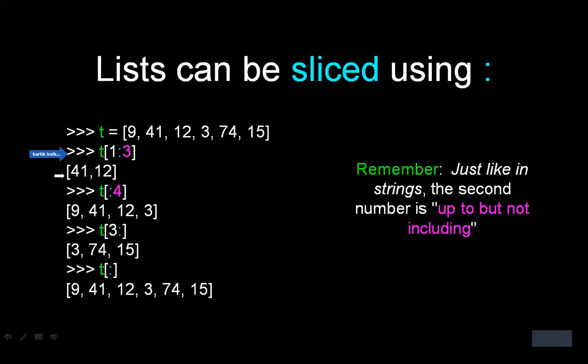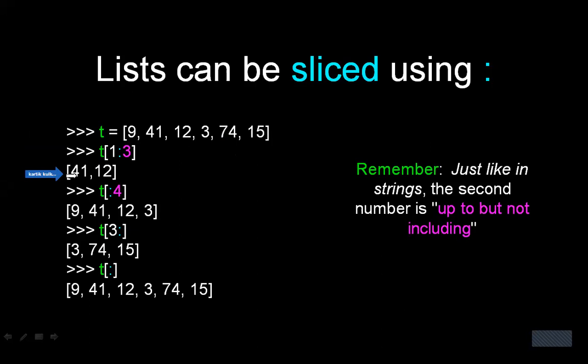Here you can notice that 41 comma 12 will be the output of this statement. Now the question arises: why 41 comma 12 itself? Because there are so many elements, right? 9 is there, 3 is also there, 74 is also there, and 15 is also there in this list. So why only 41 comma 12 is displayed as the output?